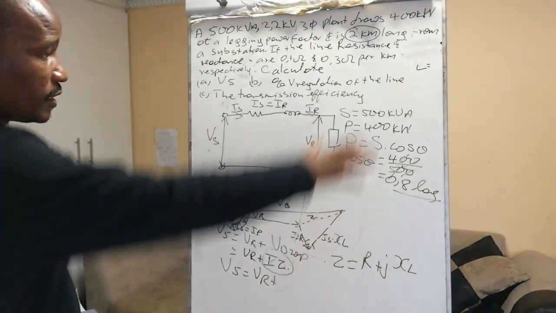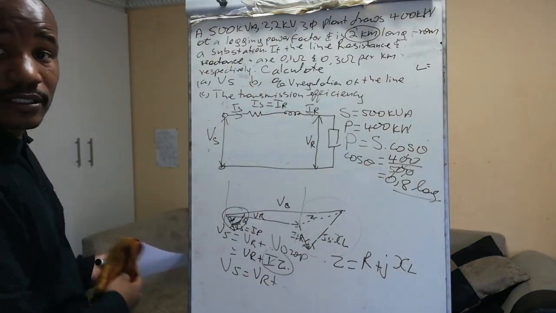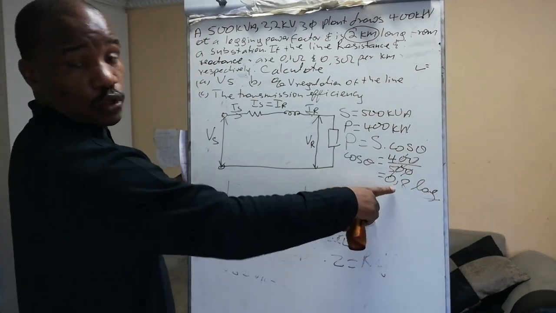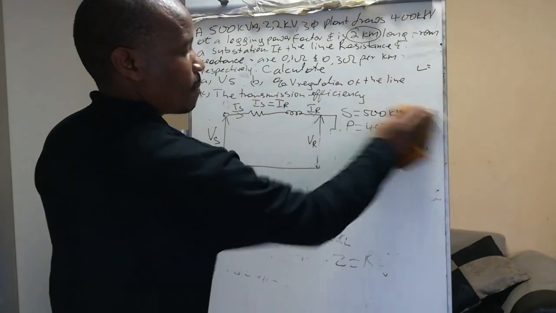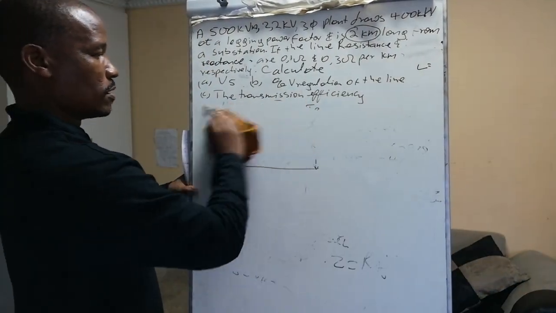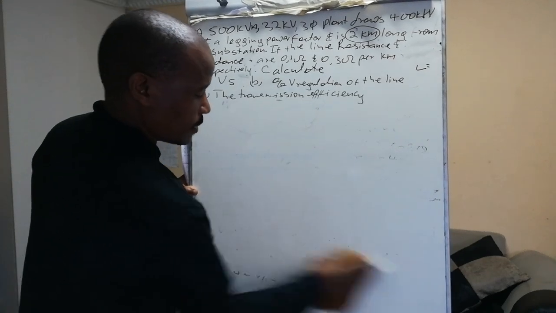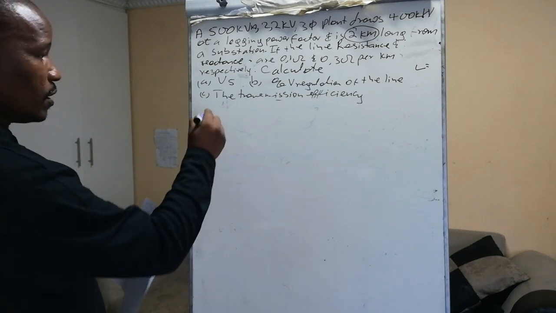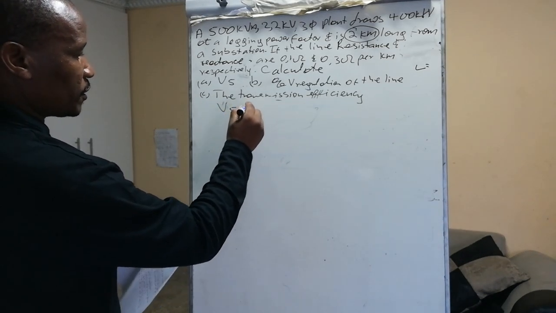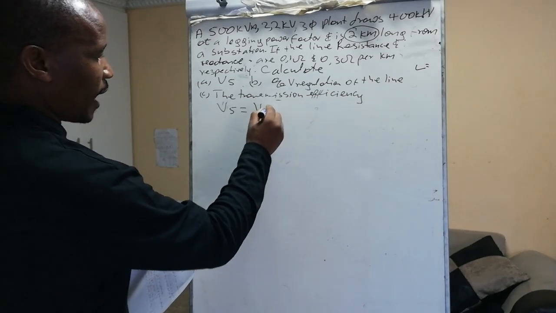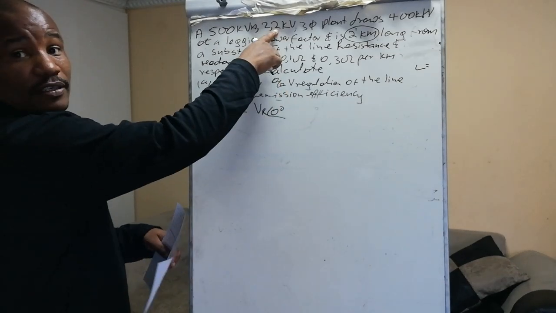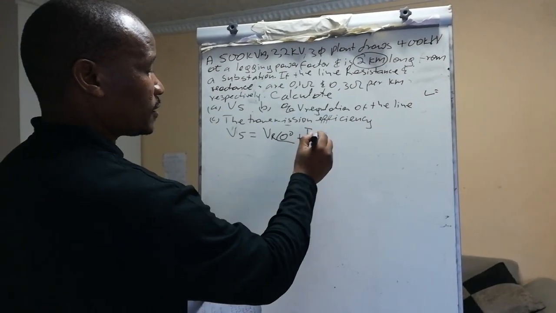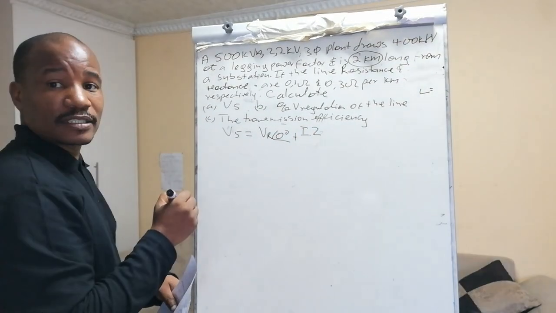So now let's go. I'm going to delete here, guys. I don't have space. It's 0.8 lagging. Right. Now let's go. Sending end voltage is equal to VR, angle of zero is given, plus the total current multiplied by the impedance.